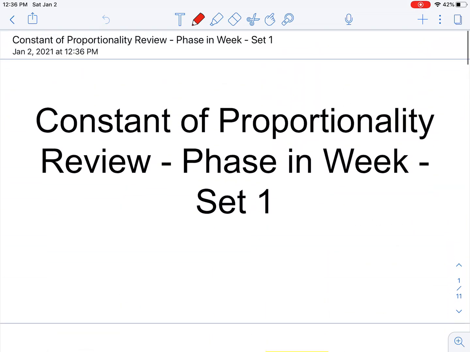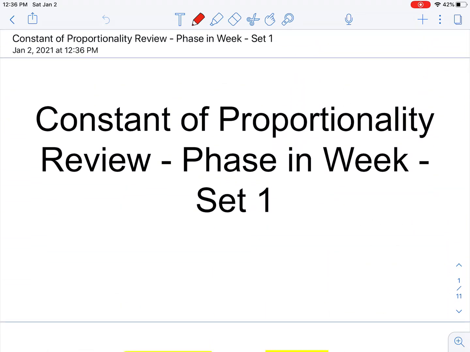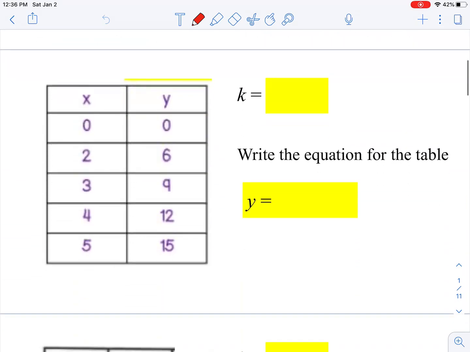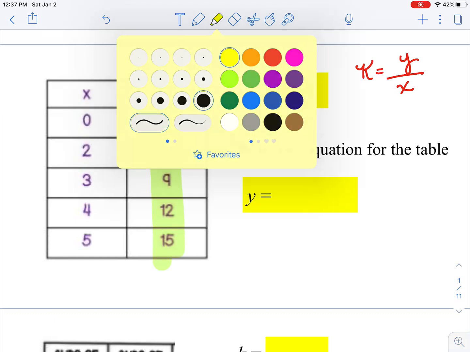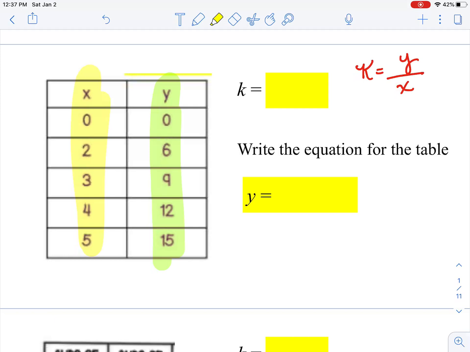So we're still working on our constant of proportionality. Remember, from a table of information, you want to find K. Remember, K equals Y over X. So this is your Y's, and these are your X's.